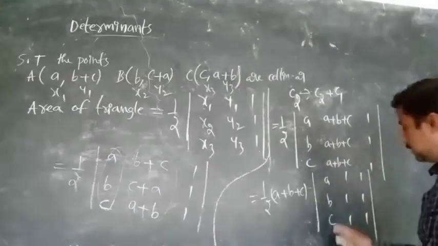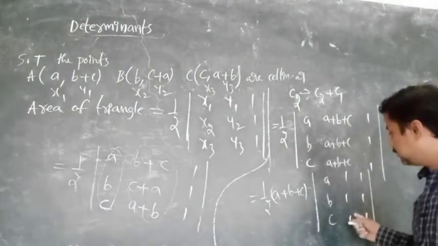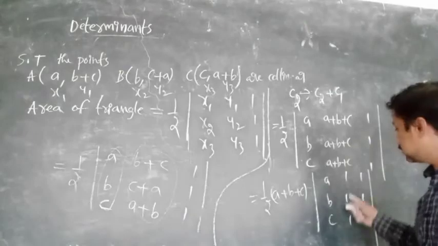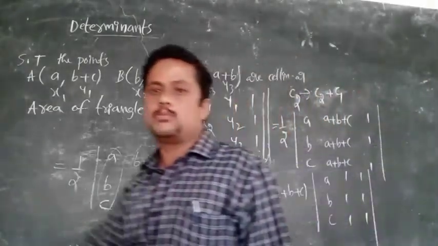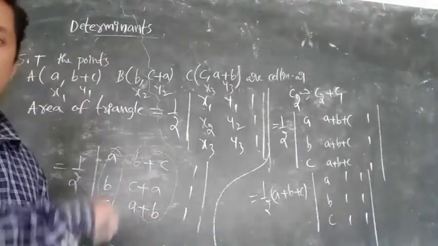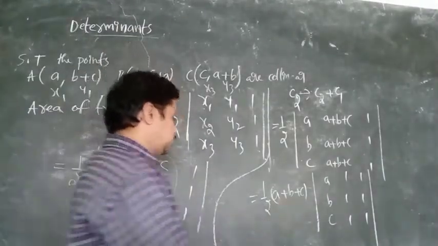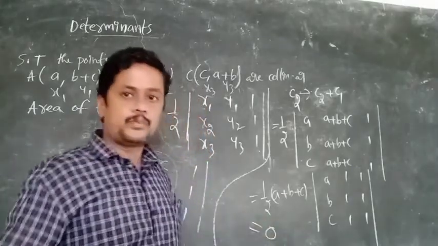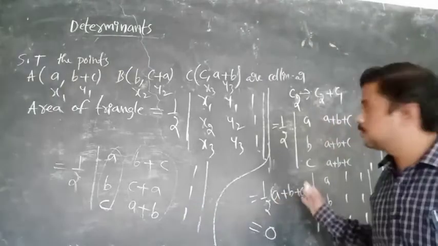Okay. What is the value of this? The value of this is 0. Why? Because column 2 and column 3 are identical. Same values, 1, 1, 1, 1. Notice? So that's why the value is equal to 0. Therefore, this value is 0. So you can give the reason also. This is easy now. So you can adopt this.